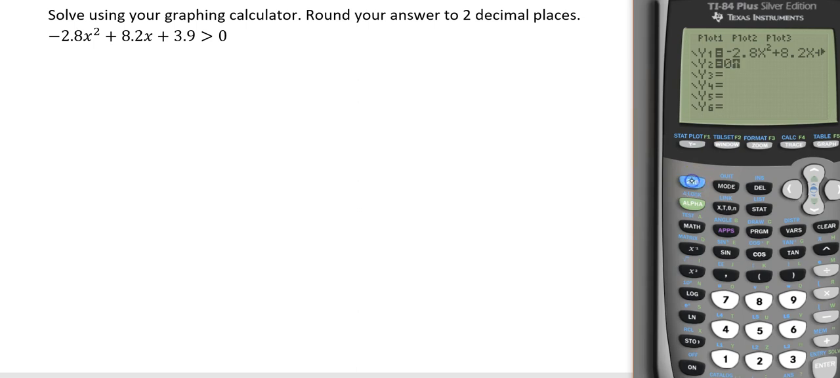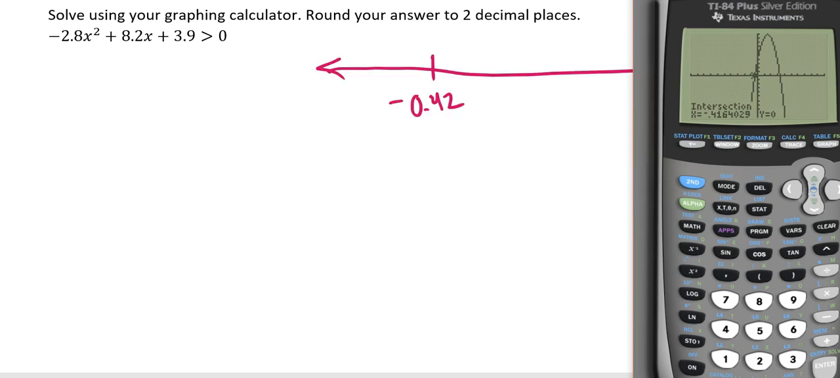I press second trace, and then once again I use intersect, which is function 5. I hit enter 3 times: 1, 2, 3. And it will automatically find one of your zeros. Now you may have 1 zero, you may have 2 zeros, or you might have 0 zeros if your parabola doesn't ever reach the x-axis. So it doesn't matter which one it gives you first, you write that one down. Let's round to 2 decimal places. So we'll say -0.42.